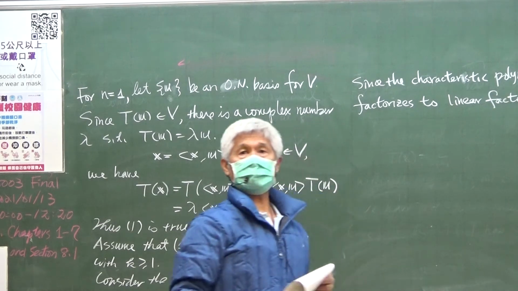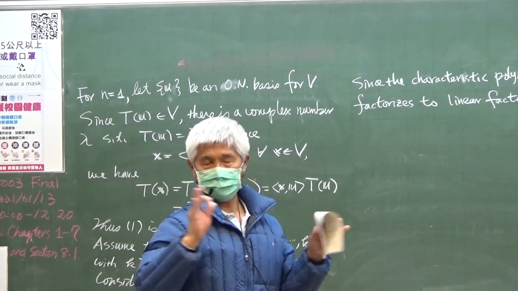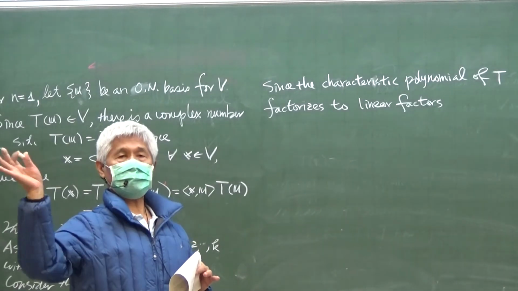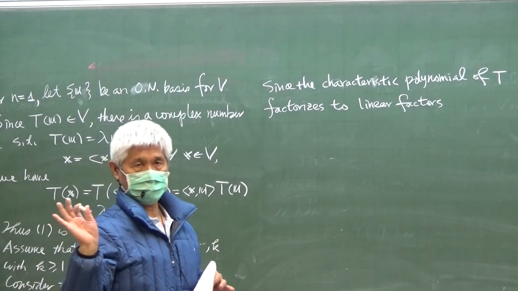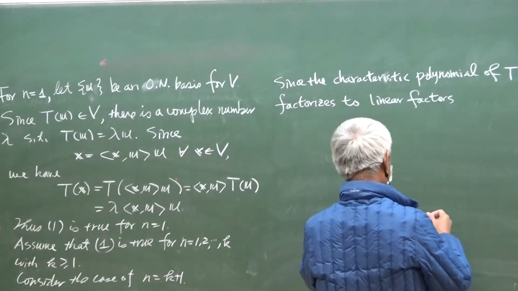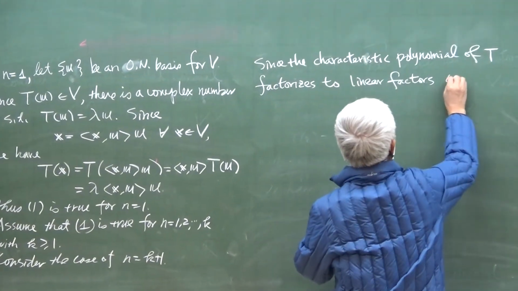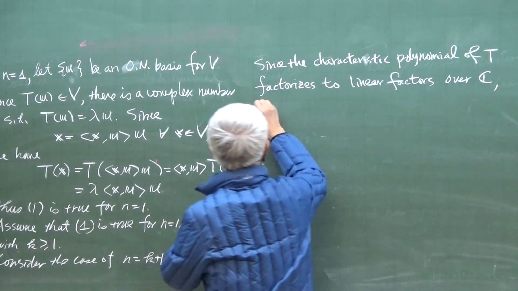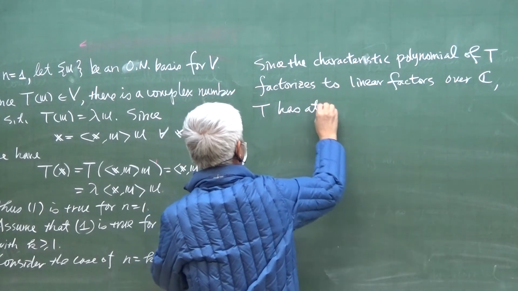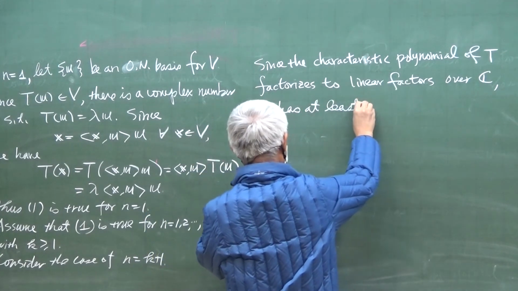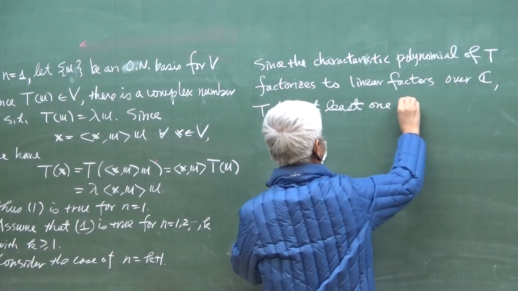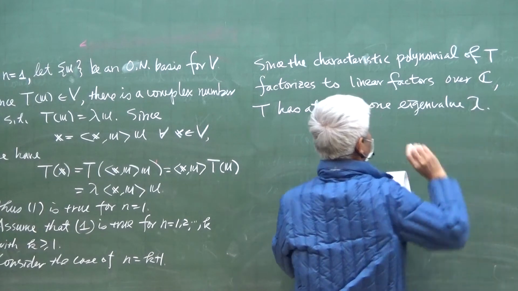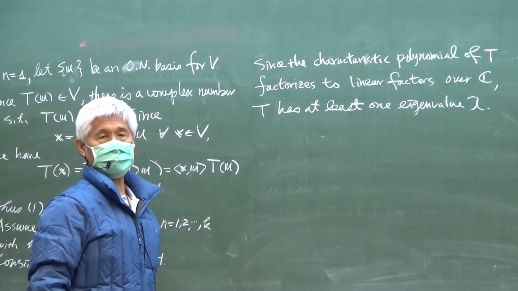as we know from the fundamental theorem of algebra, any polynomial with complex coefficients can be factorized into linear factors, over C, of course, over C. So T has at least one eigenvalue, lambda.